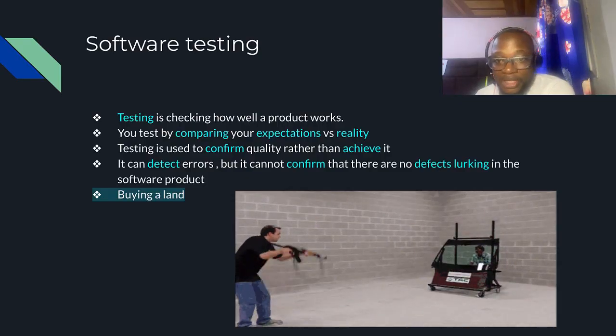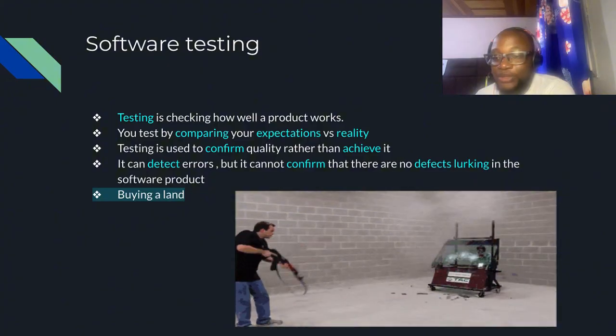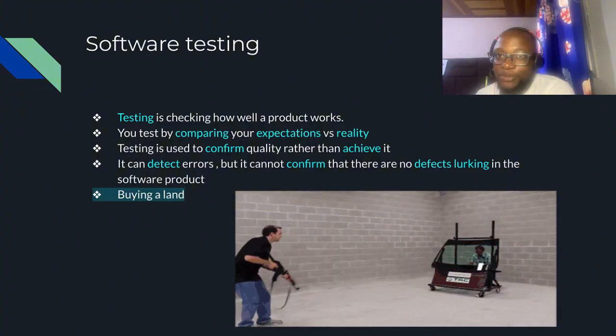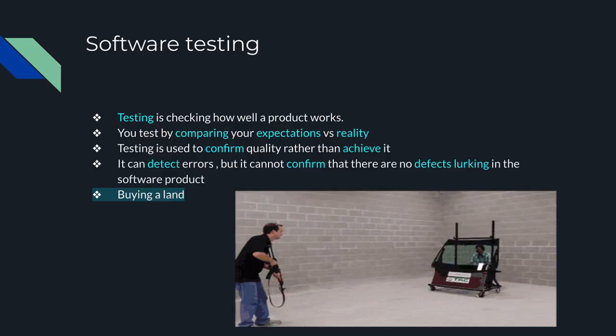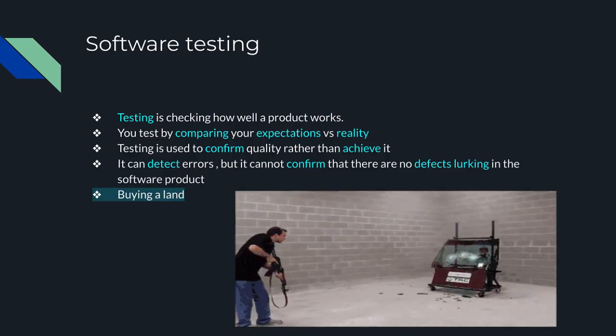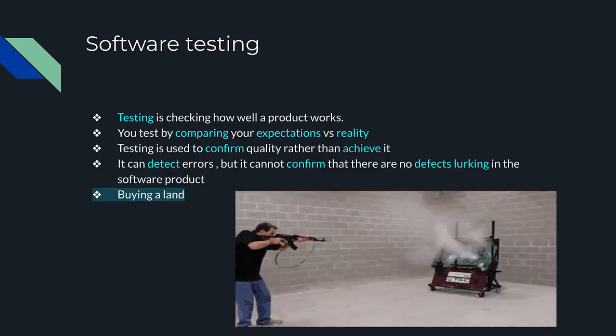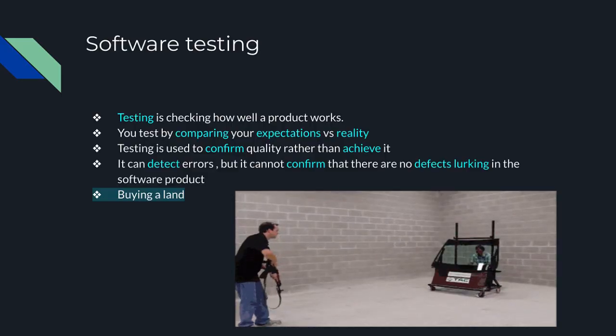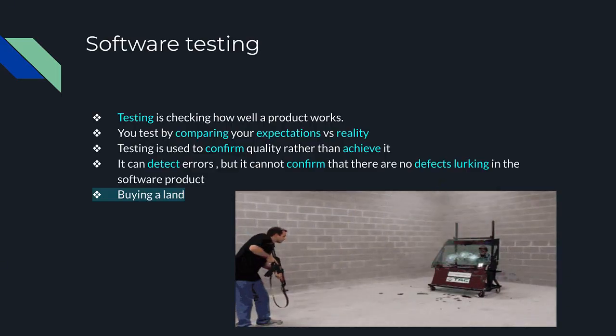It helps you to detect errors, but it cannot confirm that there are no defects lurking in the software product. That is why it is generally accepted in the industry that no matter the amount of quality assurance you do, there will still be bugs lurking in the system.